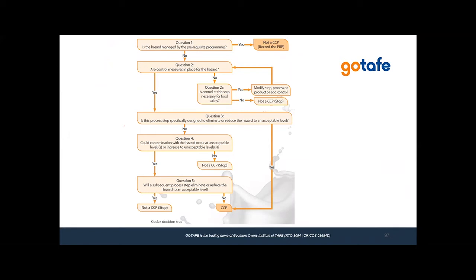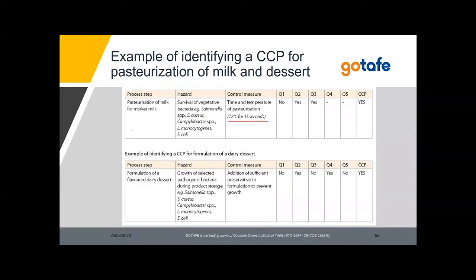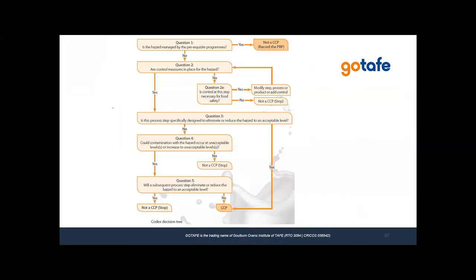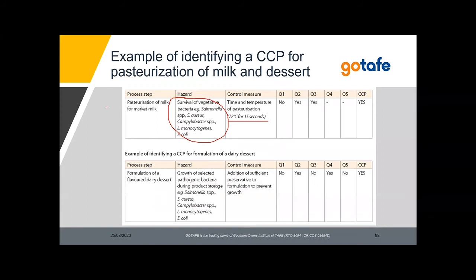So in the hazard, is the hazard managed by a prerequisite program? Obviously, there's no prerequisite program to manage those biological hazards in your raw material or in the products. So the answer will be no. Okay, and then you go to question 2. Question 2 is, are the control measures in place for the hazard? So obviously the answer is yes. Okay, so you heat at high temperature, 72 degrees for 15 seconds.